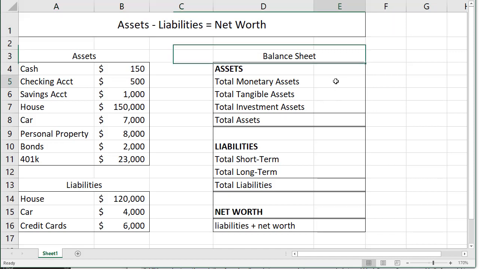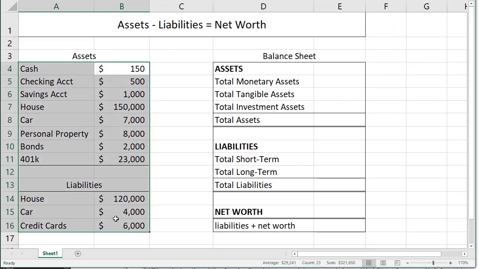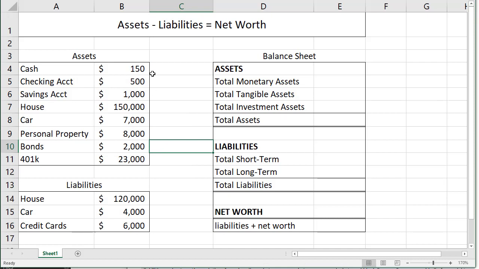So I gave you a list of assets and liabilities over here, and what we're going to do is put together our balance sheet to calculate our net worth. I have cash of $150, checking account with $500 in it, a savings account with $1,000. I have a house that is currently worth, the market value of it is $150,000. I still owe $120,000. So the 150, what it's currently worth, goes up in assets. What I owe goes down in liabilities.